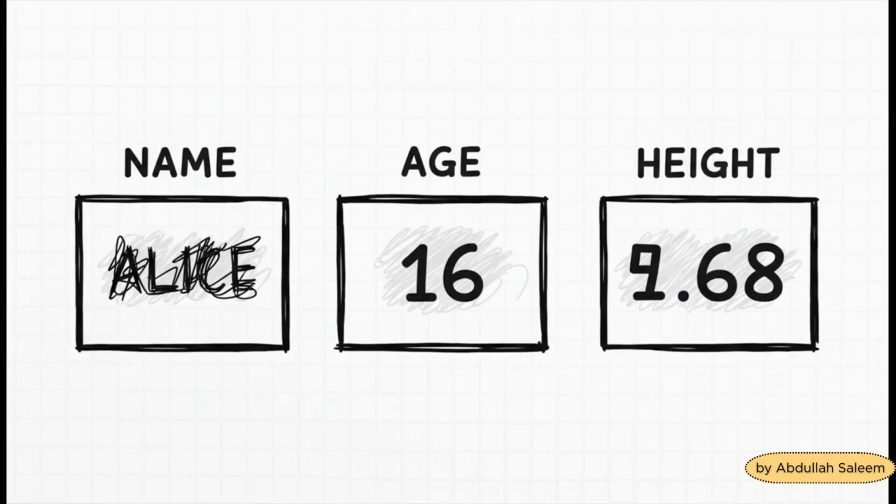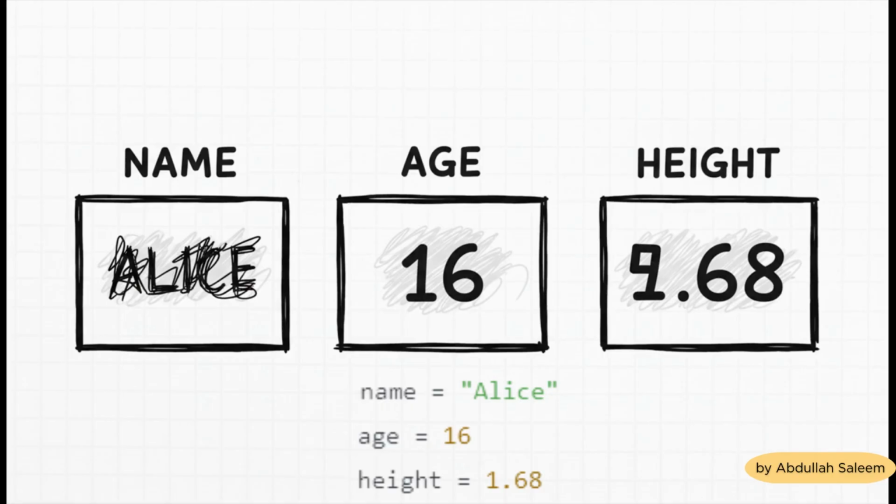Let's make this real. See here? We've got three boxes. One is labeled name, and inside, it's holding the word Alice. The next box, labeled age, is holding the number 16. And the last one, height, has 1.68 inside. See? It's just a label pointing to a piece of data.